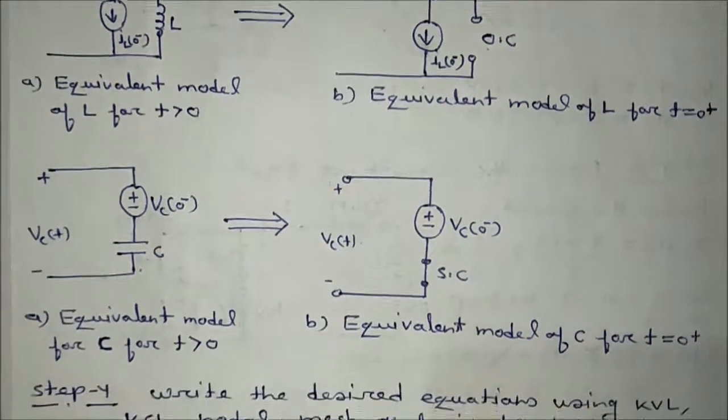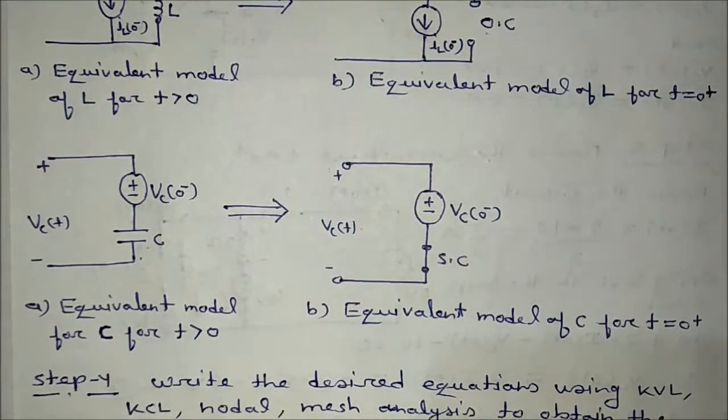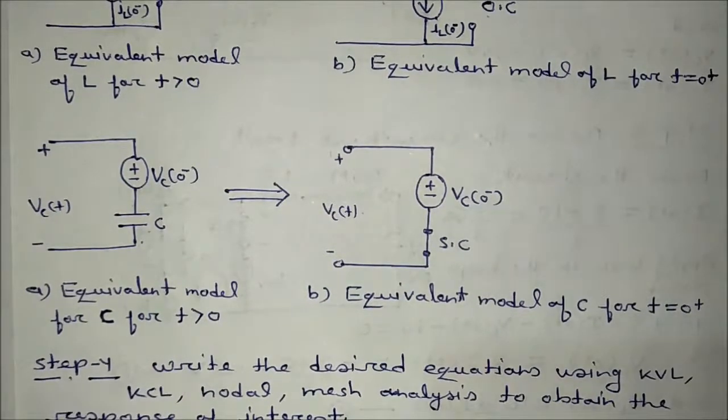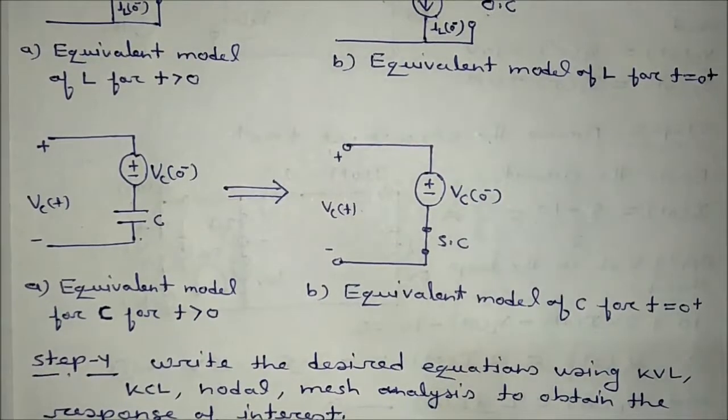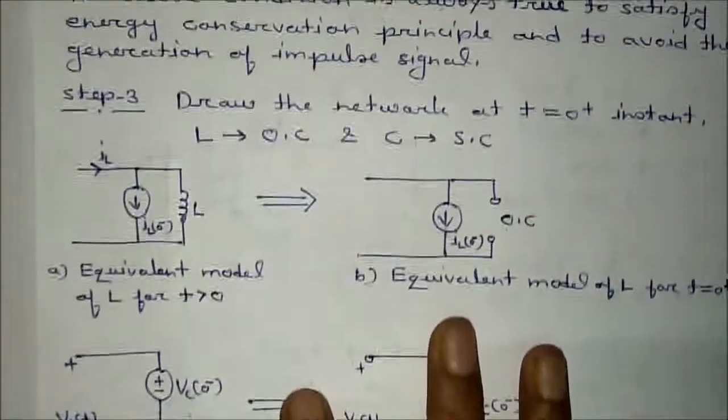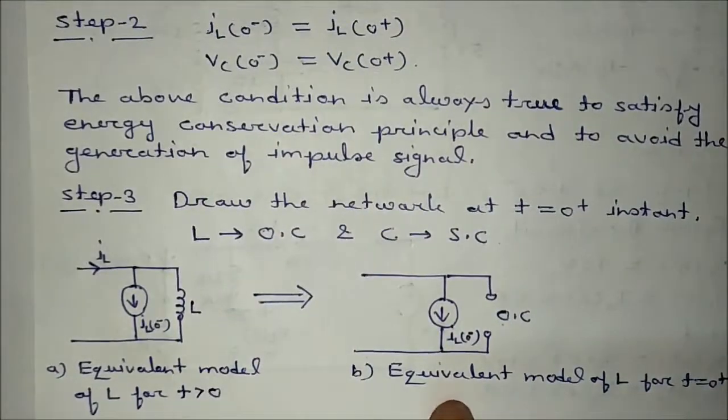Now the last step is what? Write the desired equations using KVL and KCL, mesh, nodal, whatever analysis you want to do, you just do it and find the response of your interest. Okay, so first is what? Evaluate the initial conditions at T is equal to 0 minus, as you were doing in case of RL or RC circuit. Then what? IL0 minus will always be equal to IL0 plus, and VC0 minus will always be equal to what? That is equal to VC0 plus. Then draw the circuit at T is equal to 0 plus condition. By L must be open circuited and C must be what? Short circuited, and draw the equivalent.